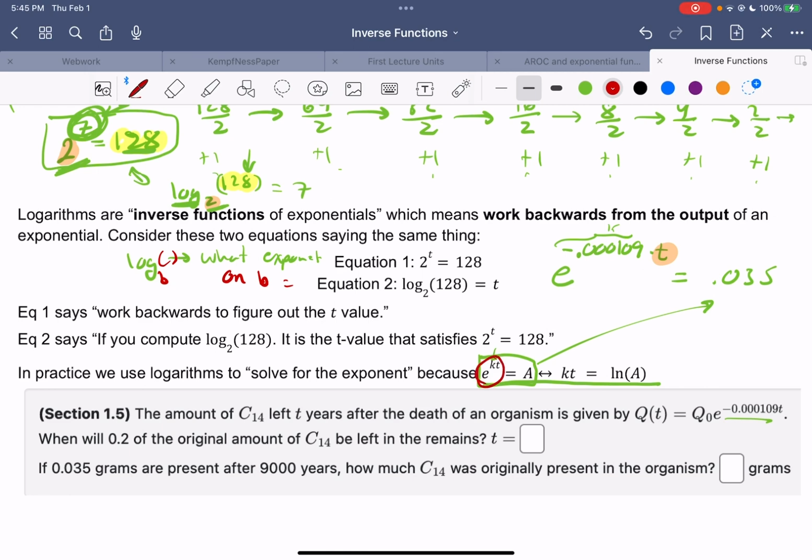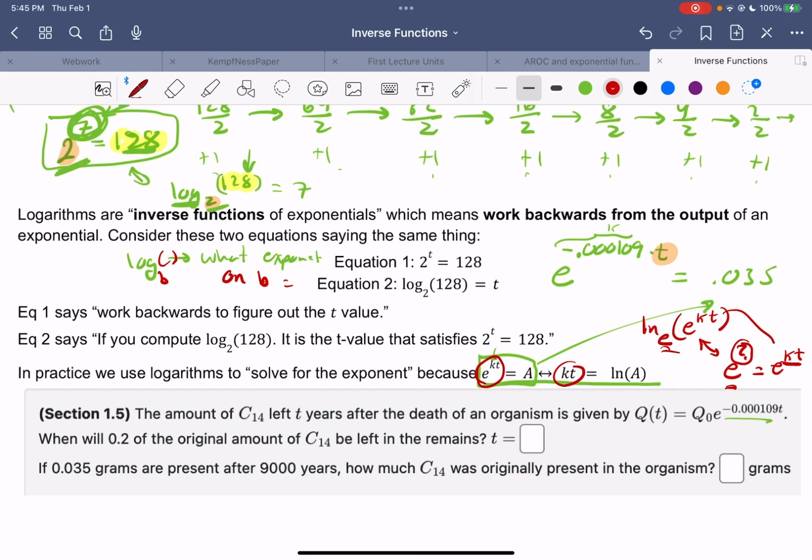So natural log is log base e, okay? So log base e of e to the kt is like saying, here we go, log is saying what exponent on this number is equal to this number. So in fact, let me rewrite this really quick. This is saying what exponent on this number is equal to this number. What should I put here so that these two things are equal?